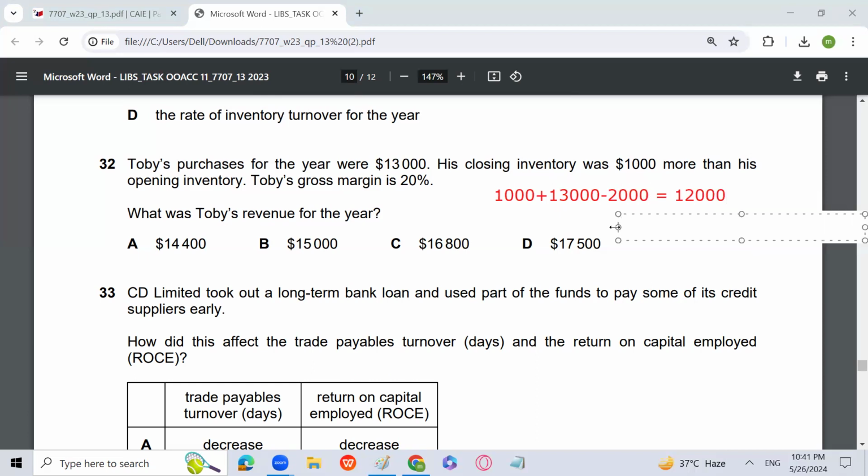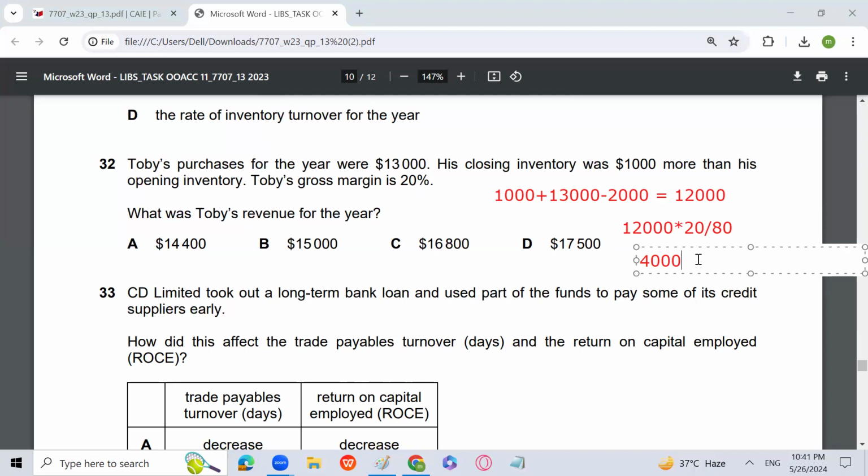Now gross margin has been given, so you have to convert margin into markup. 12,000 into 20 over 80, percentage over 100 minus percentage. That will become 3,000, sorry. So 15,000 is the answer.